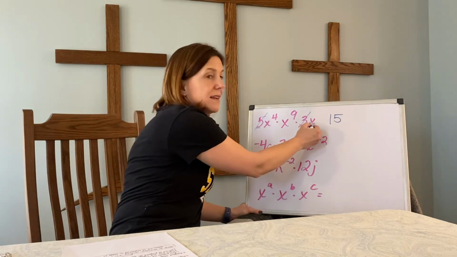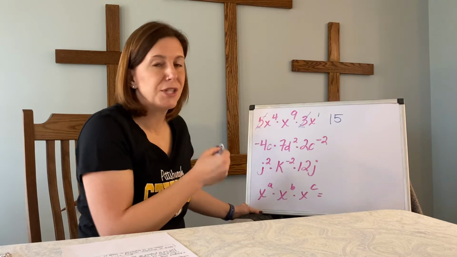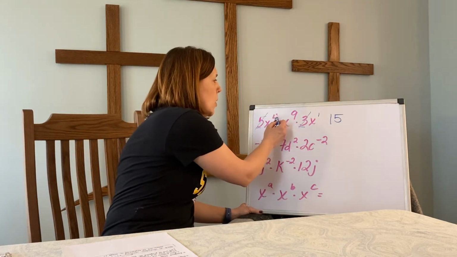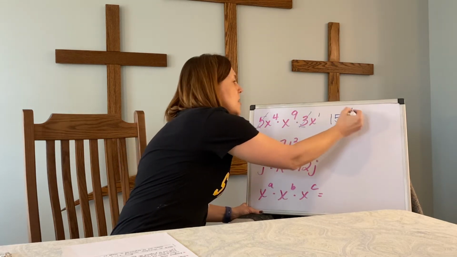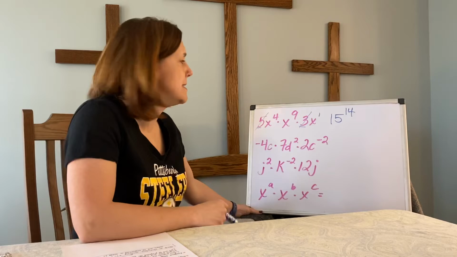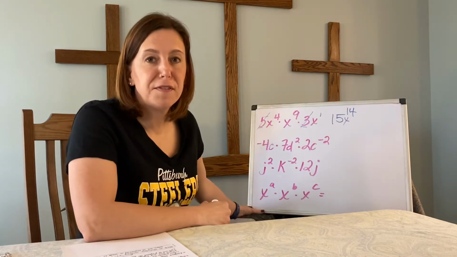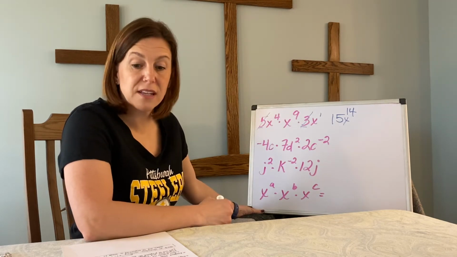But notice this x doesn't have an exponent written in. It does have an exponent, it's just the assumed 1. Don't forget that. So now I have 4 plus 9 plus 1 gives me 14, so x to the 14th power. 15x to the 14th power. Okay, let's look at the next one.